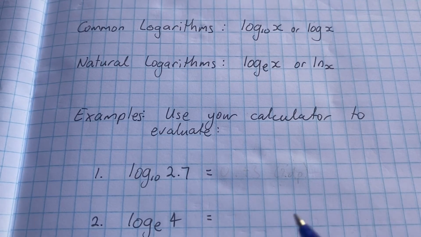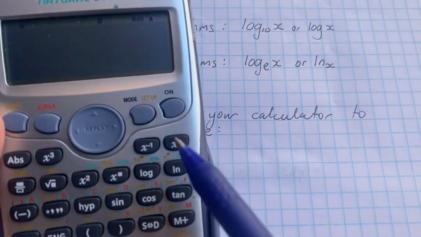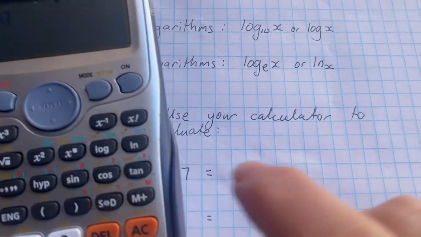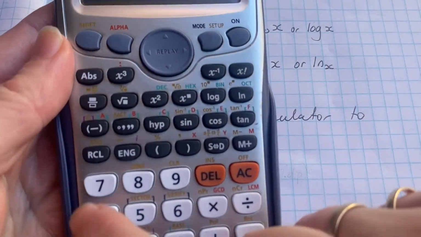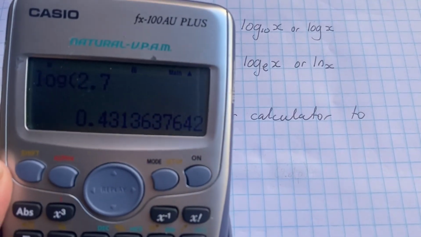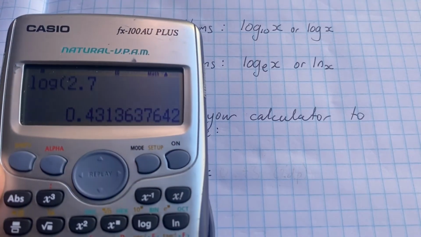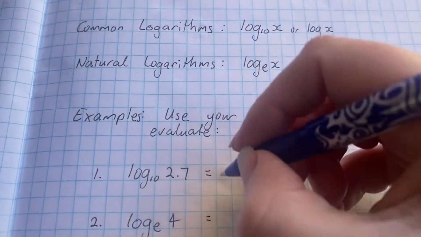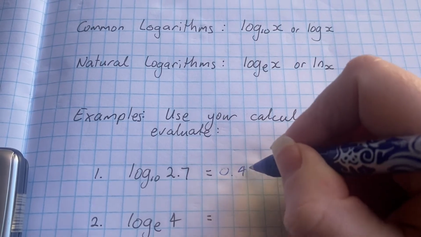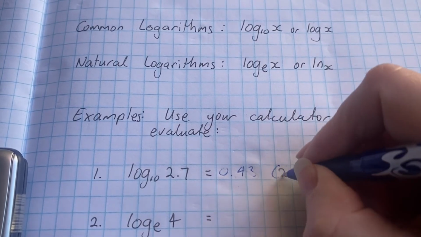Okay, so let's use our calculator to evaluate some of these. So the first one is log base 10 of 2.7. So press the button that says LOG on your calculator, put in the 2.7 to evaluate your answer. I'm sorry, that does come out pretty dark. So 0.43 to 2 decimal places.